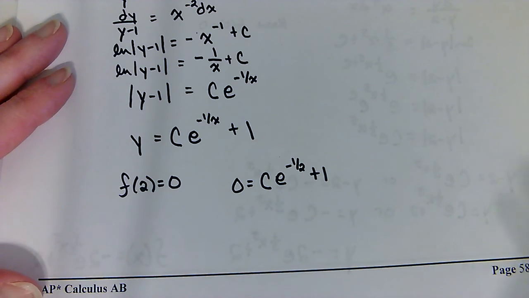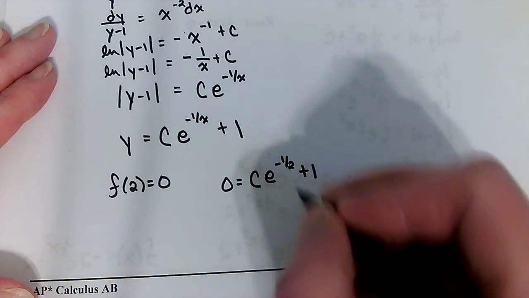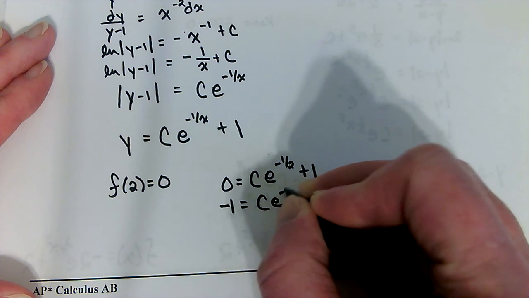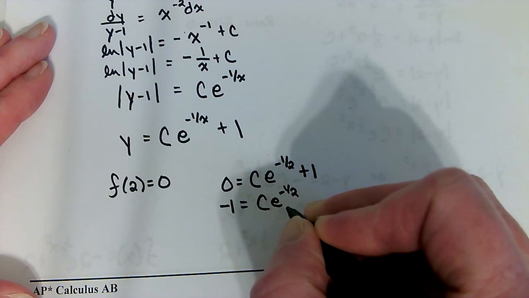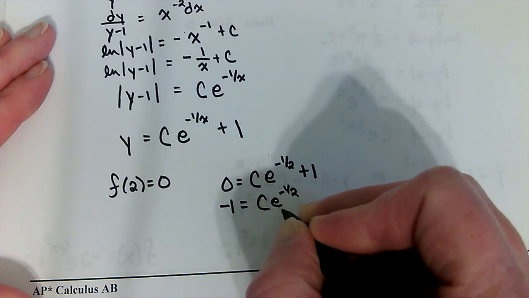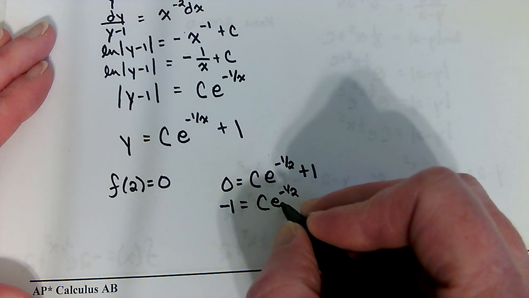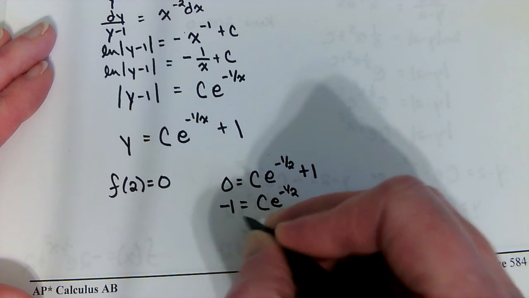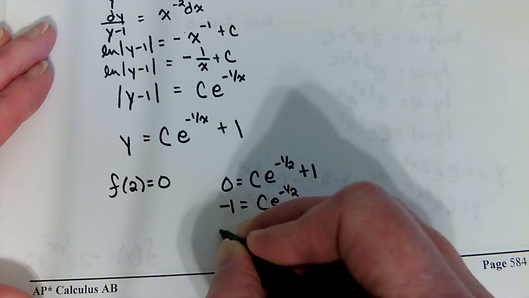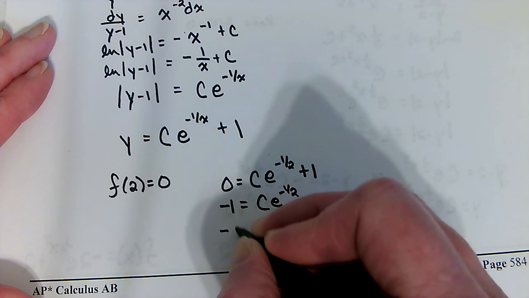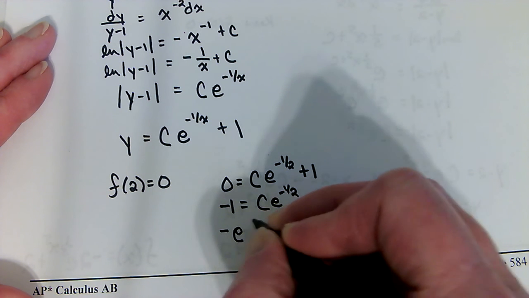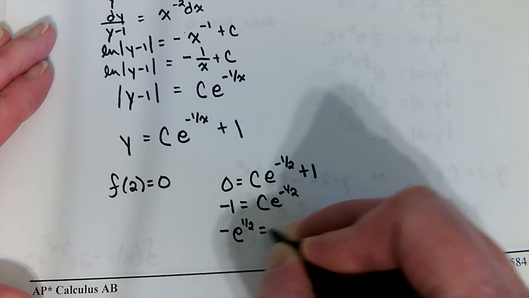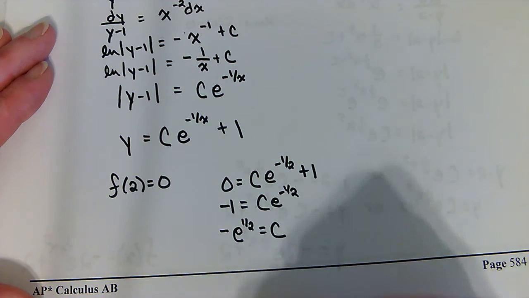Sorry, I paused it for a second and I moved my paper. Okay, so I'm solving for c. Get negative 1 equals c e to the negative 1/2. I'm solving for c, sorry about that. So I'm going to divide by e to the negative 1/2. That's going to make it a negative e to the positive 1/2 equals c.